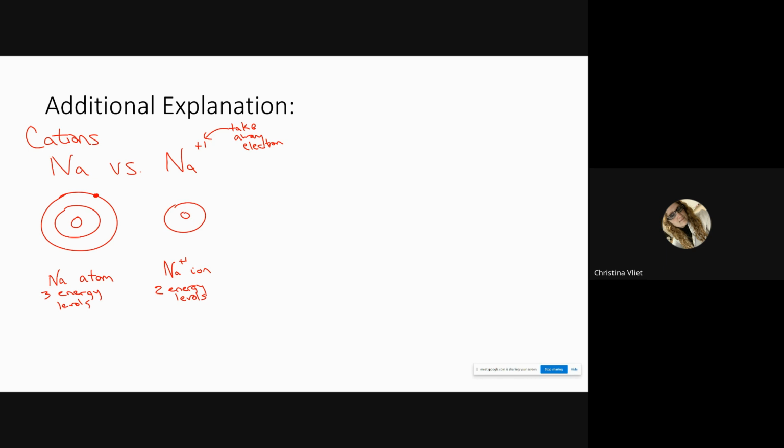So that is an explanation of why the positive ion is always smaller than the atom it comes from. What about anions? That was cations. Now we need additional explanation for anions, and we'll use fluorine: F versus F minus 1. You had hopefully written down that F minus 1 is larger. Anions are larger. So now we have to explain, why is that? Why would adding an electron cause an atom to be larger?